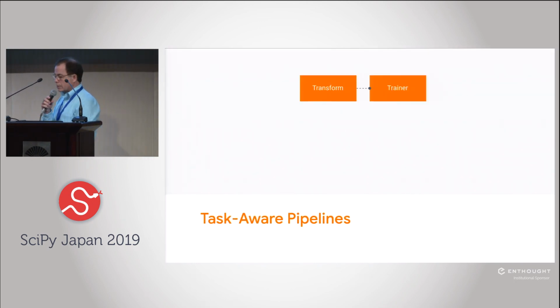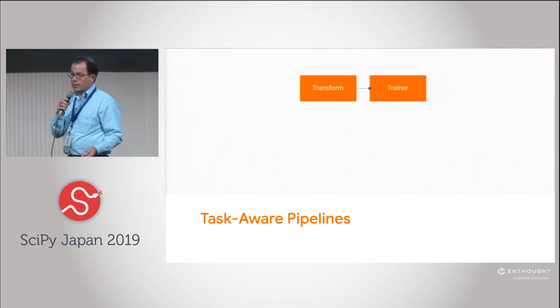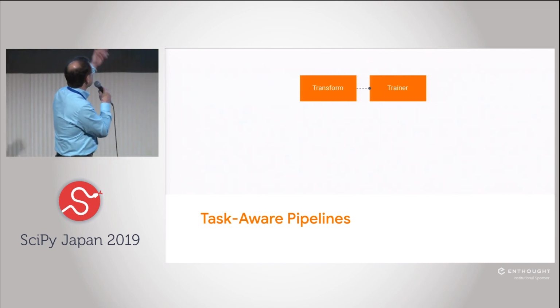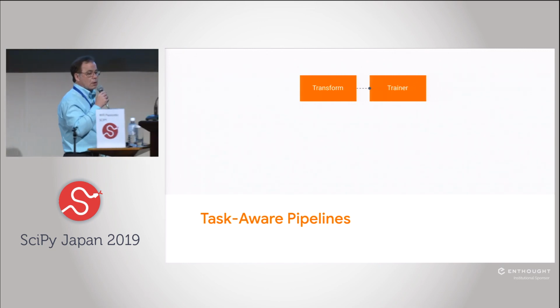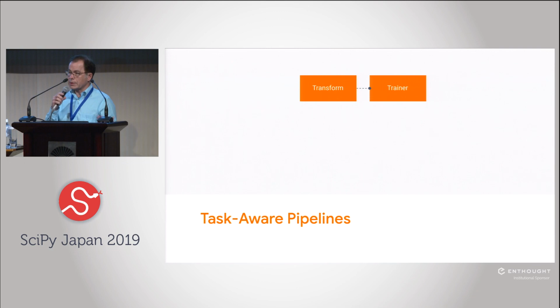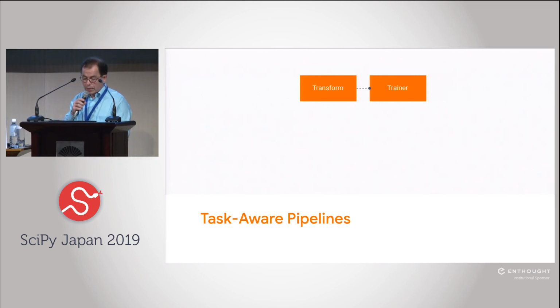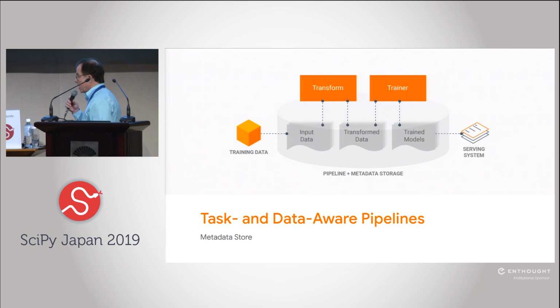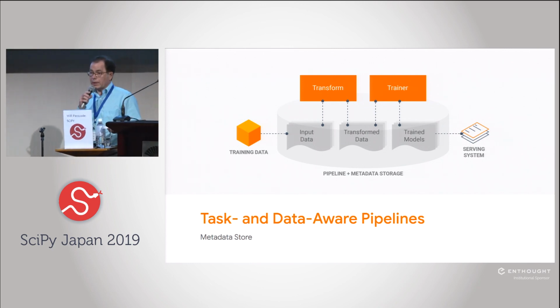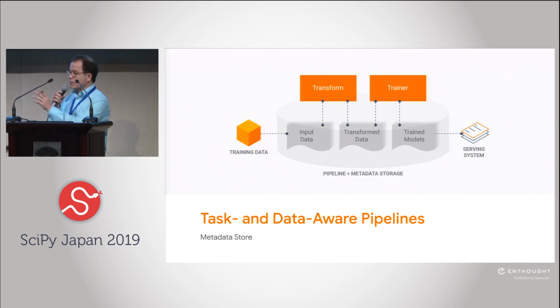So I mentioned orchestration. Orchestration is how you define and operate a pipeline. And a very simple style of orchestration is task-aware, where you have a component that runs, and when it finishes, the result is passed to the next component in the pipeline. That works. That's fine. But it doesn't give you the same power as a task and data-aware pipeline. And we'll talk about why that's a more powerful architecture. But this is the architecture that TFX uses.